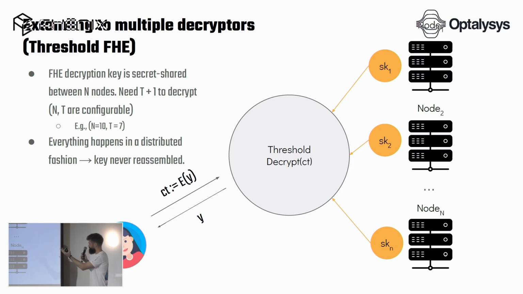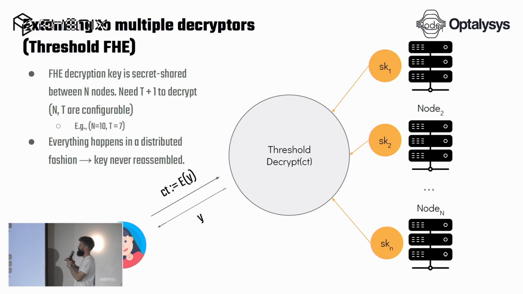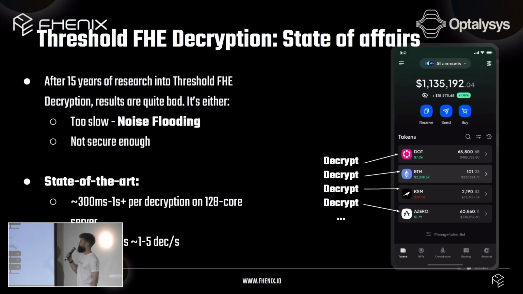This is basically a scheme of how it looks. You have a ciphertext, you send it to a threshold decryptor mechanism. You have SK1, SK2, the secret key, or the shares of the secret key. You split them between the nodes, and the nodes can cooperate together to decrypt. So this is very cool, and it solves the problem of who holds the key.